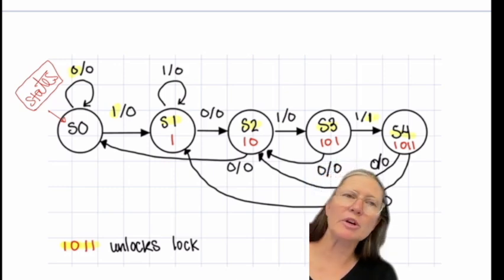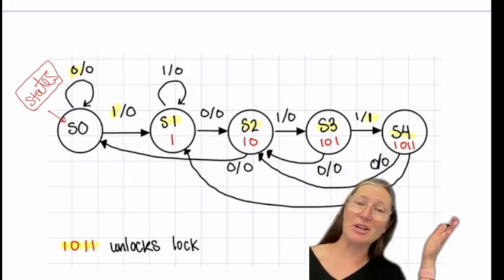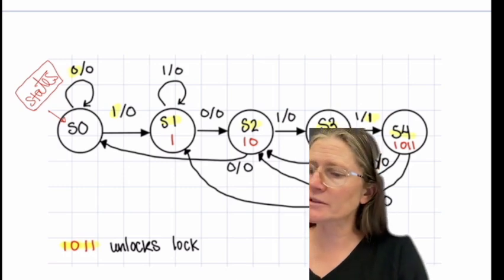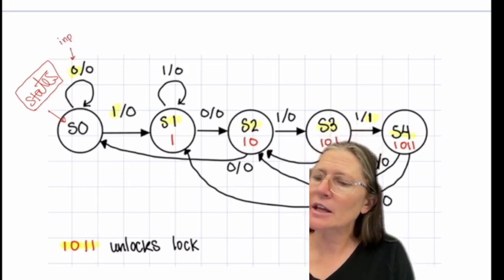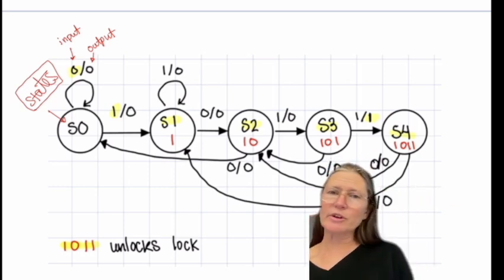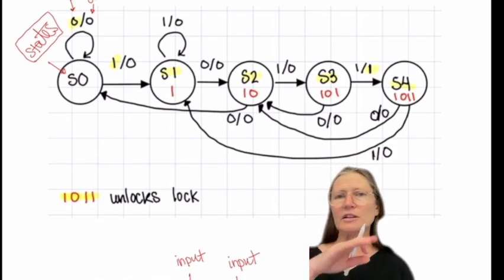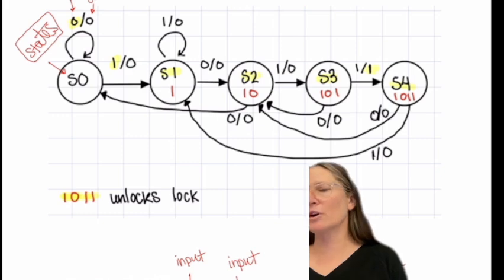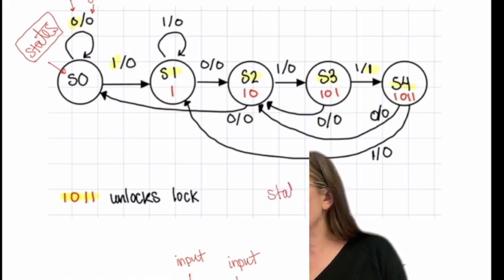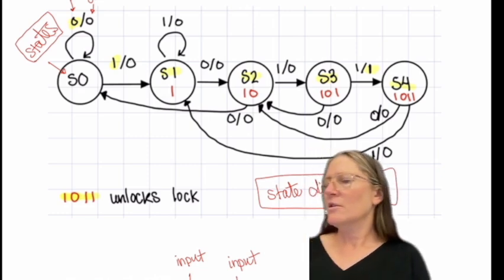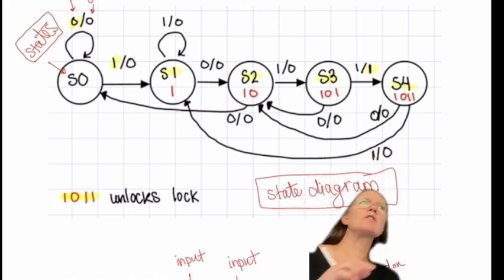So the first number here is my input. So this is considered my input, and this is my output. And so along each choice of this flow diagram, it gives what the input was and which state I would have to go to. So this is called a state diagram, and it helps to visualize what is happening in the logic of what's going on.